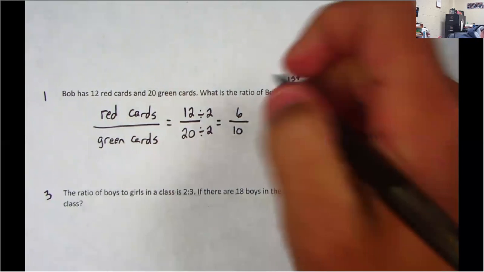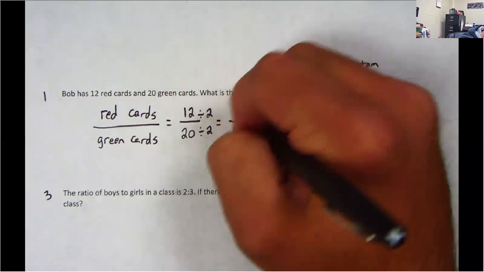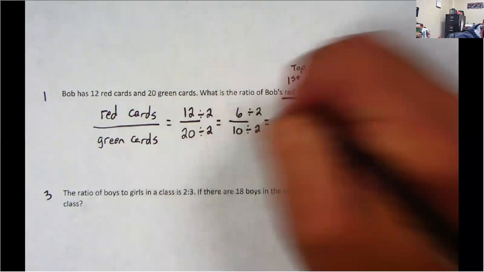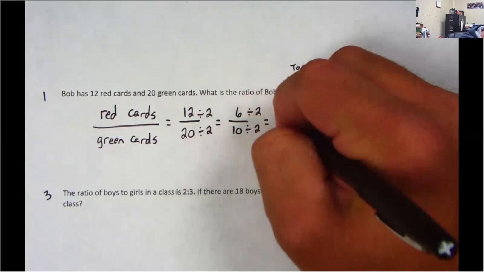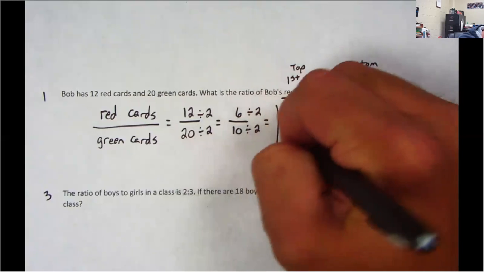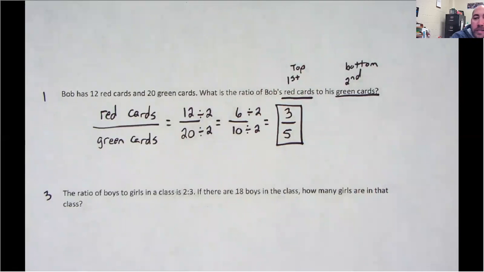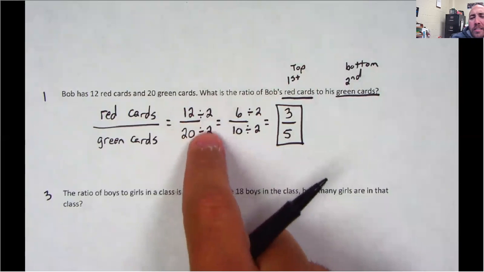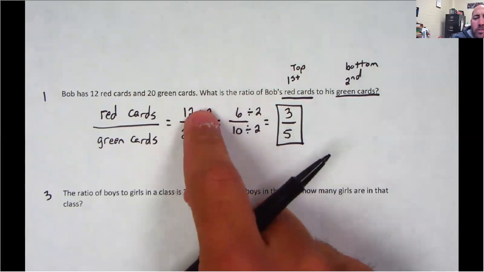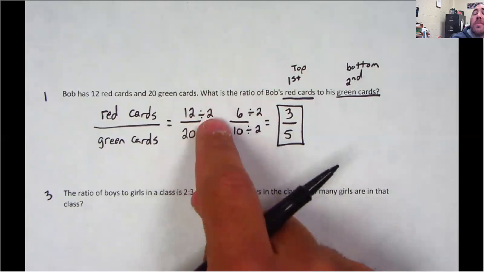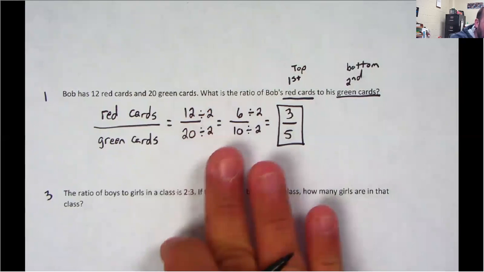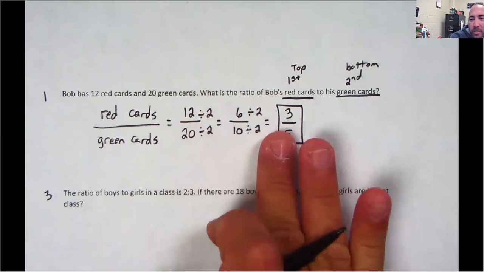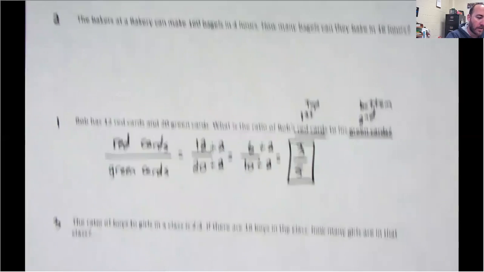Oh, look at that. They're still even numbers, so they're both divisible by 2 again. 6 divided by 2 is 3. 10 divided by 2 is 5. So the ratio of red to green cards is 3 to 5. Now, some of y'all said, well, Mr. Noland, couldn't you just divide 12 and 20? Doesn't 4 go into both of them? Yes, it does. So you could have simplified them both by 4 if you wanted to. I just broke it down a little extra step there. That's all I did.